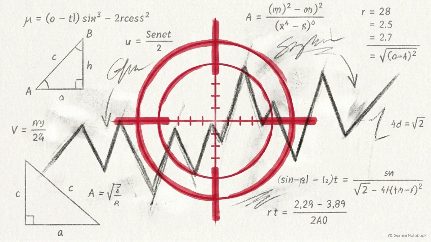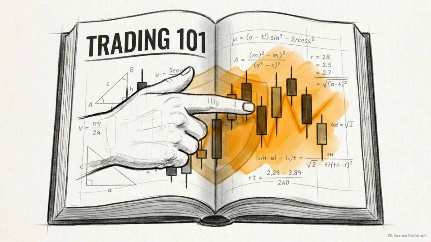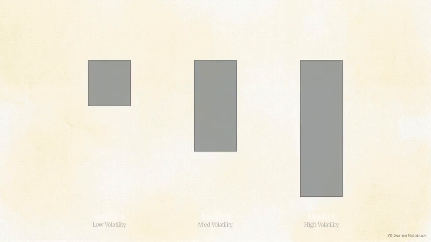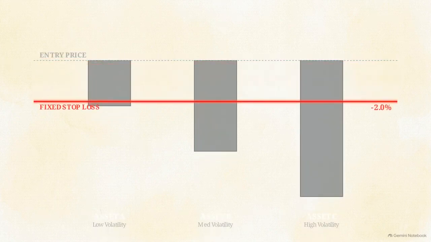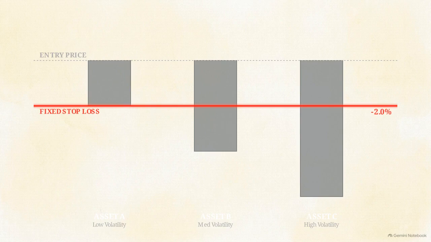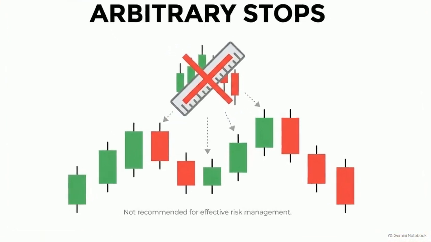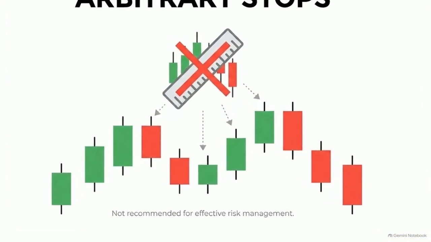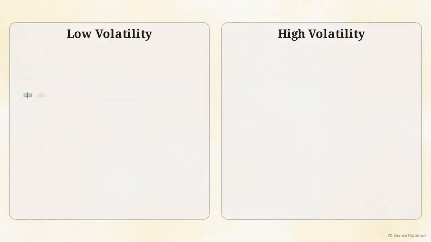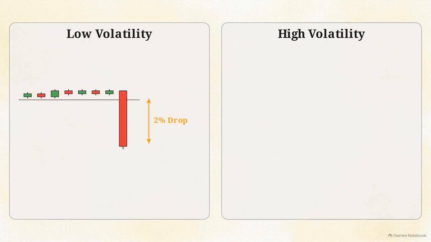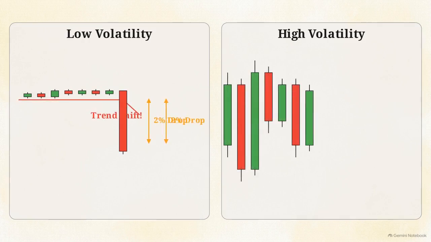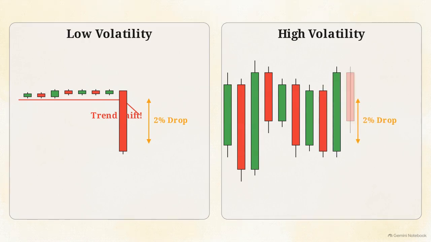routine market noise. The standard advice given to beginners to fix this problem is to use a strict fixed percentage for risk management, like a hard 1 or 2% stop on every trade. But as this diagram illustrates, arbitrary stops fail. The crossed-out ruler shows that a fixed percentage model acts entirely blind to the unique behavioral profile and daily fluctuations of the specific asset you are trading. A 2% drop in a low volatility forex pair signifies a massive macro trend shift. That exact same 2% drop in a highly volatile crypto asset is just standard background noise.